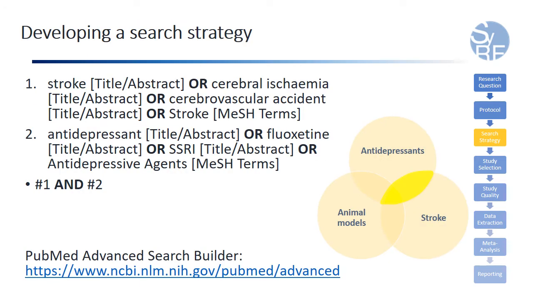We can combine the first and second part of our search with AND. This will identify all studies reporting the intervention and disease that we are interested in. Finally, we can use the PubMed animal filter and retrieve all publications that describe stroke, antidepressants, and using animals.